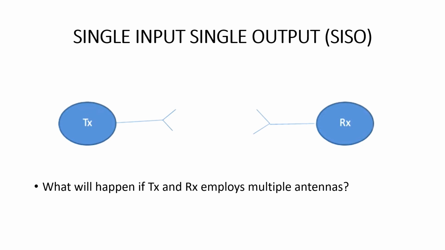If you want to improve the efficiency or the radio link performance of this single pair of antennas, we have to replace the single antenna by multiple antennas at both the transmitter side as well as the receiver side. So what will happen if the transmitter and receiver employ multiple antennas? I'll answer this question while we are seeing multiple input, multiple output.